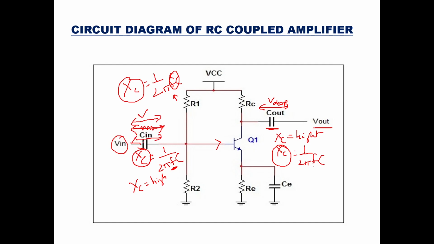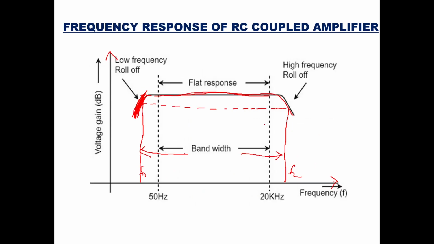This is acting as a short, and C out is also acting as a short circuit. So whatever input you apply here, the same output in amplified version without any loss you will get here. So the voltage gain will be more and will remain constant for the complete audio frequency range.